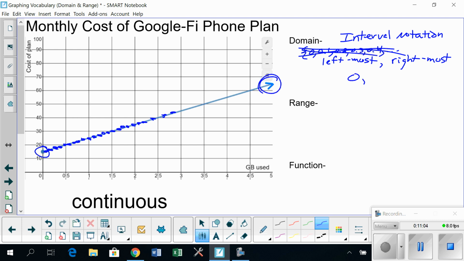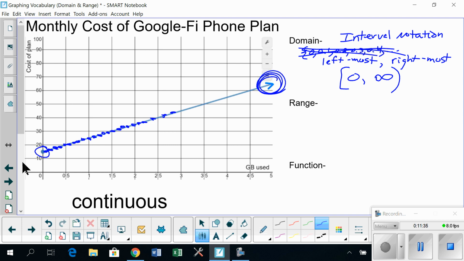Now the rightmost point of my graph right here is actually an arrow. And an arrow, we say, goes to infinity. Now I'm going to draw the infinity symbol here. And then what we do is with any number that we have, we're going to put it in a square bracket. And then if we have an infinity symbol, we're going to put it in a parentheses. What this means is that the domain is all of the numbers you can possibly imagine between 0 and infinity.